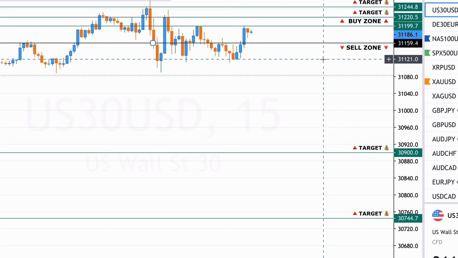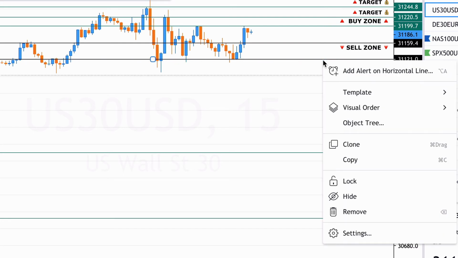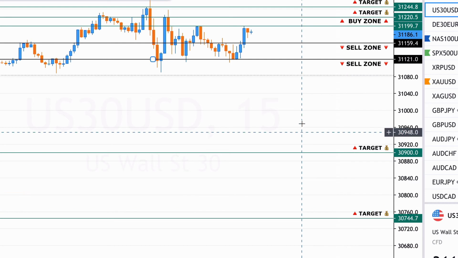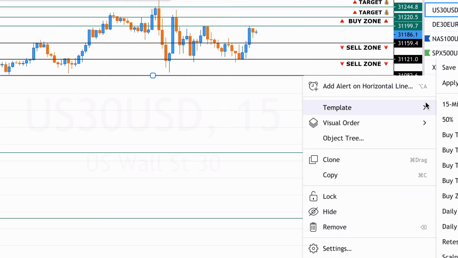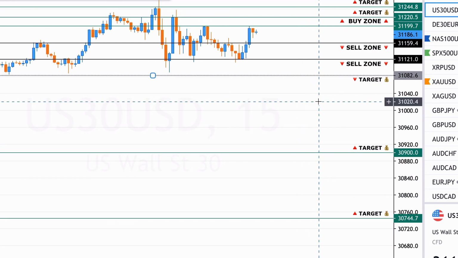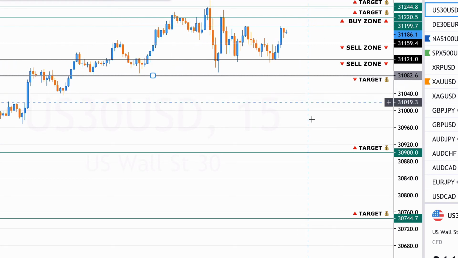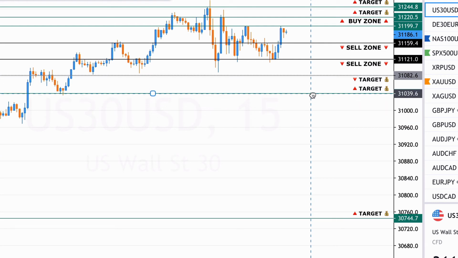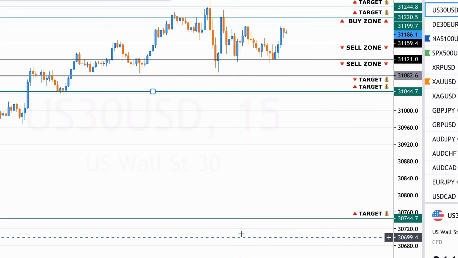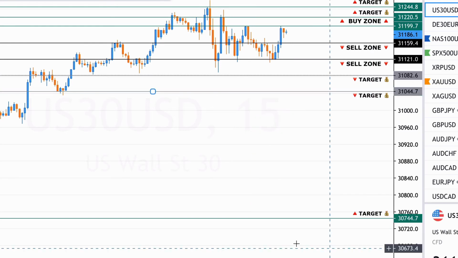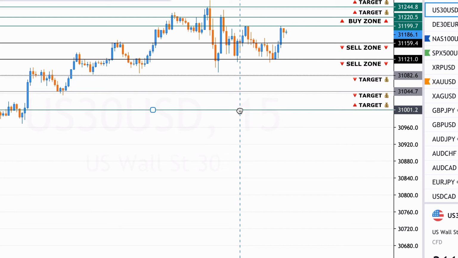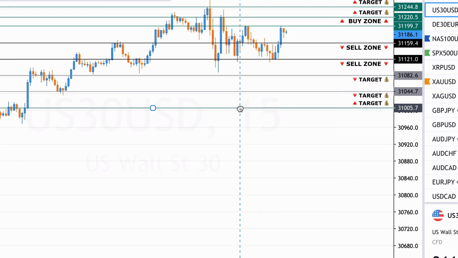Targets are these bottoms, and this low. That's what that faint dotted line was, a previous close or something to that effect. Right here, this target is a sell target. And right in here.